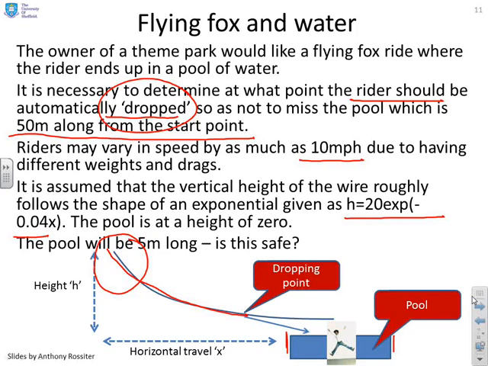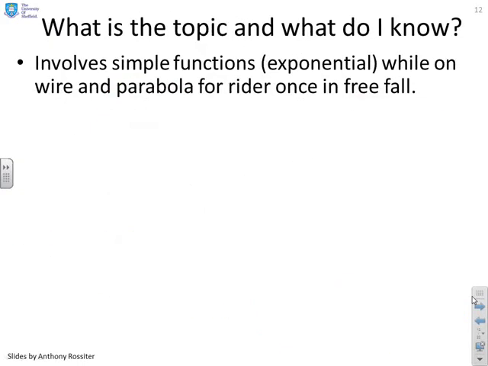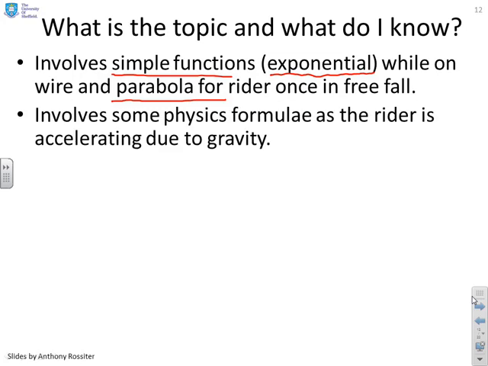I know we're told at the bottom the pool might only be 5 meters long. Is this safe? So what's the topic and what do I know? Well, we know the topic involves simple functions. We're given that the wire is an exponential. But we also know that once the rider lets go of the ride, they're in free fall. And the equations for free fall are parabola. So there's things that I know. I should know the equation for an exponential, the equation for a parabola, and properties of those curves.